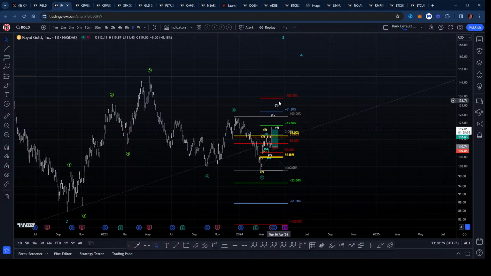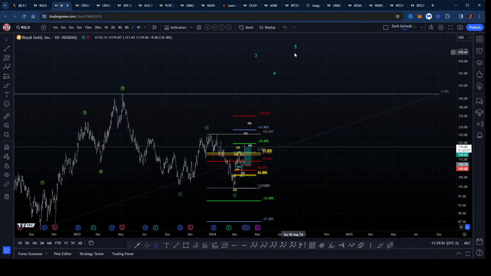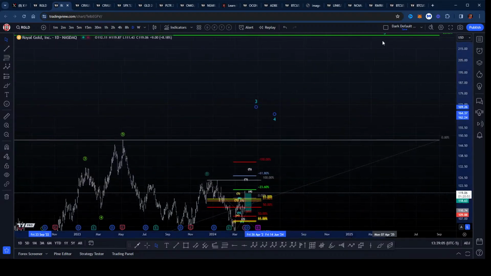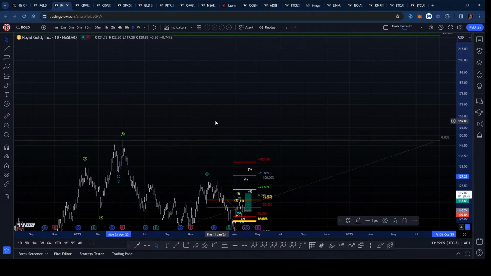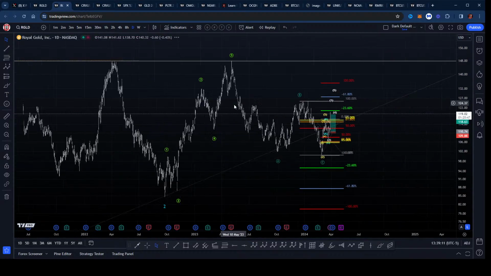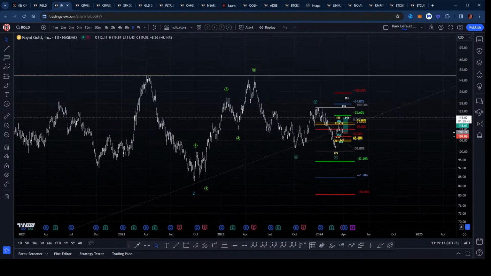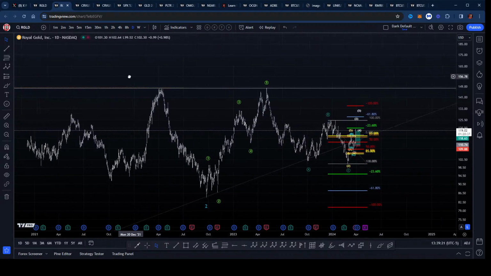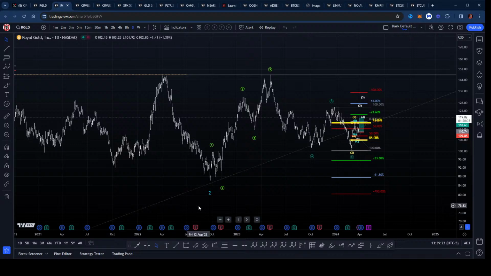I got a 1. 1, 2, 3. Oh, what did you give me there? That's 2. Okay, so this has got to go way up here. You're way too close there. All right, so if this is 2, we're just barely getting started here. This could be the 1, 2 of the 1 of the 1, at this degree, for Royal Gold, if that's the 2 and that's the 1.